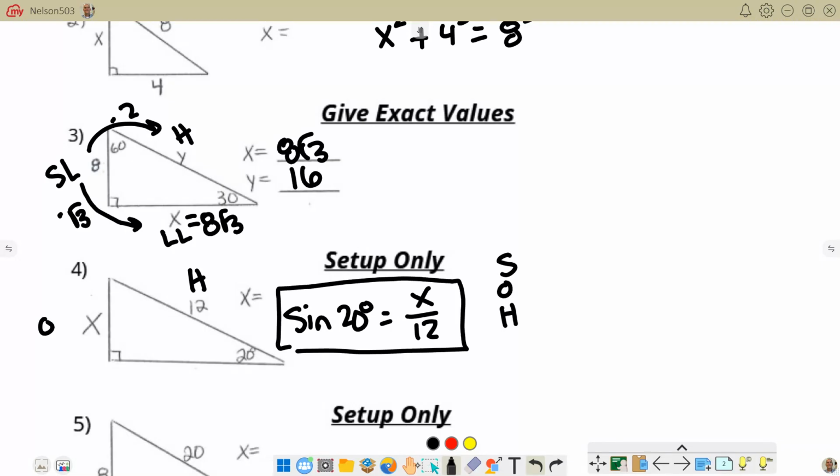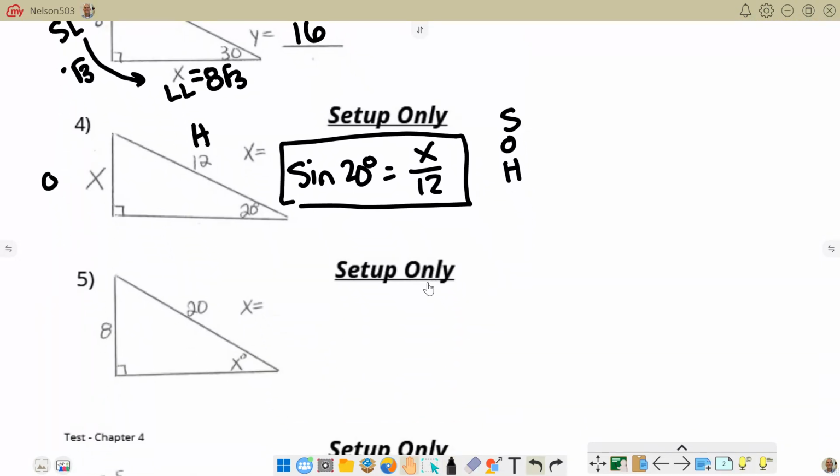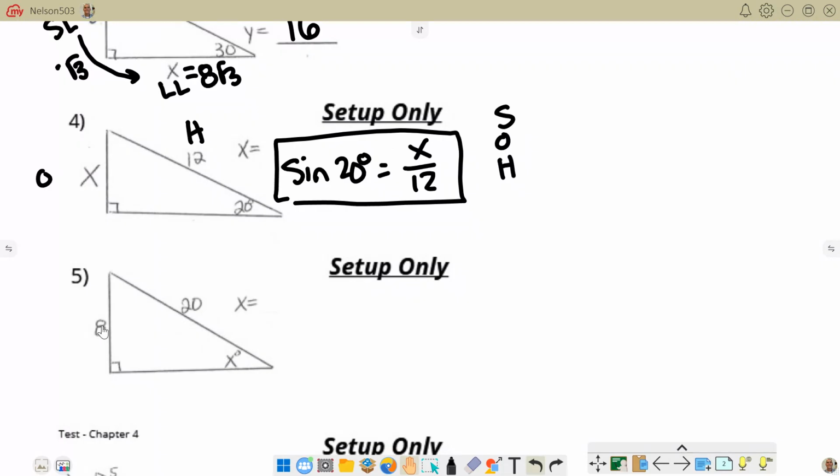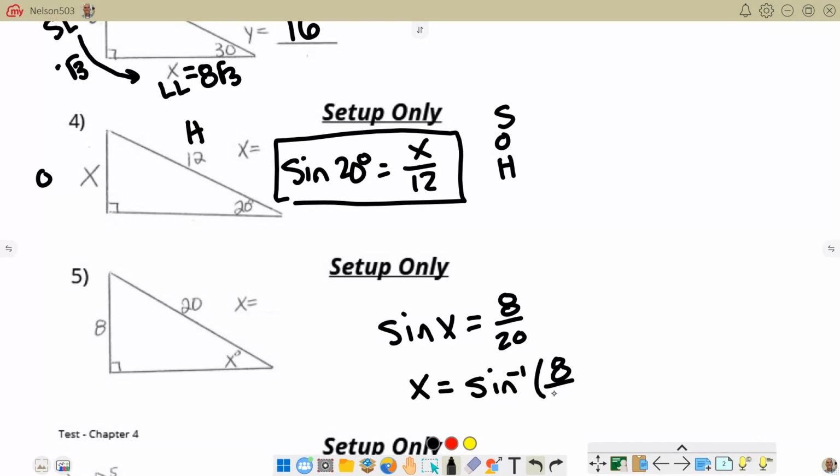And then on the next one, we have kind of the same situation. We got an opposite leg and a hypotenuse again. So this time I'm going to go sine of x equals 8 over 20. You could leave it just like that. A lot of people felt nervous about that, so they put x equals inverse sine of 8 over 20.